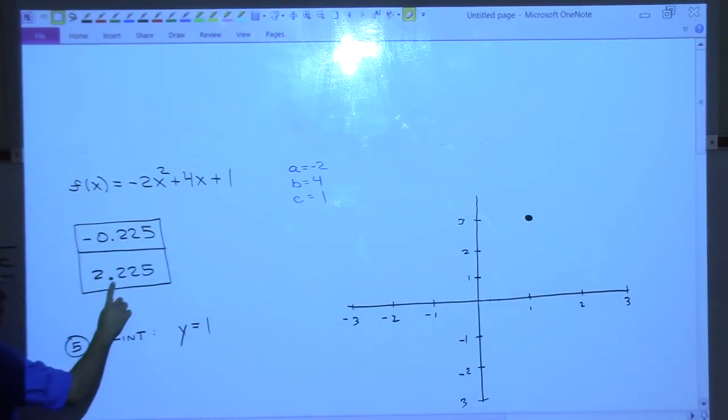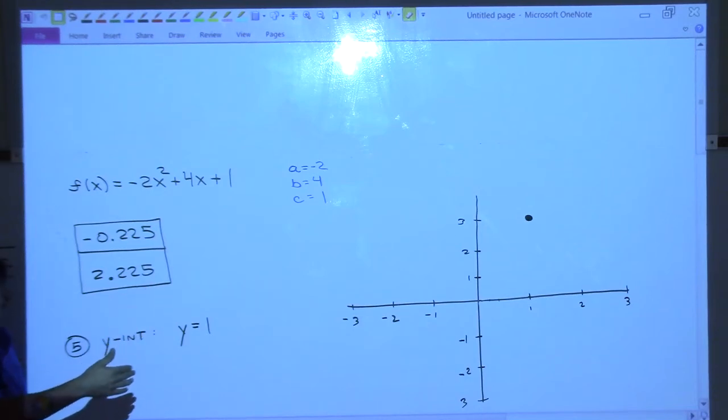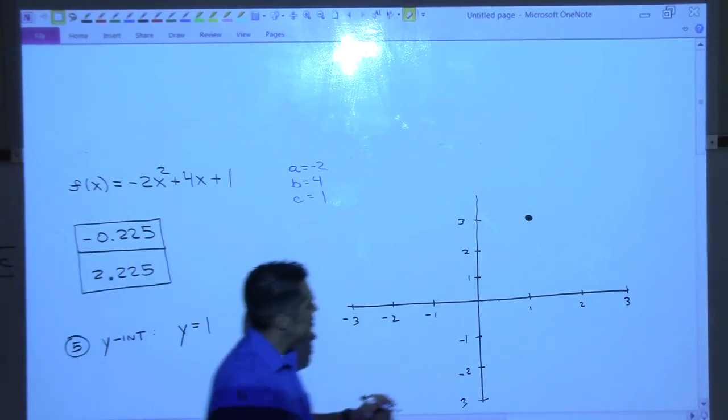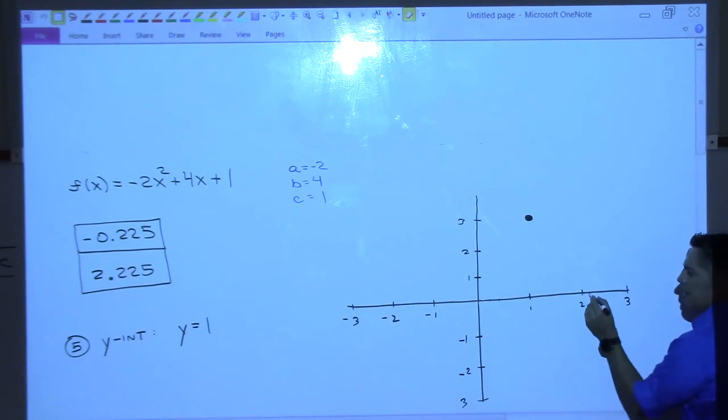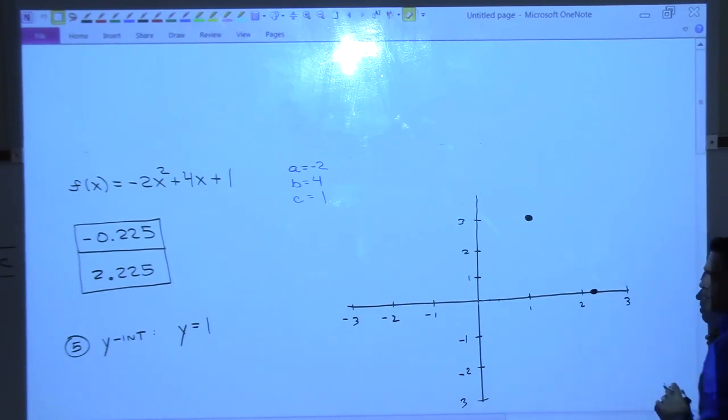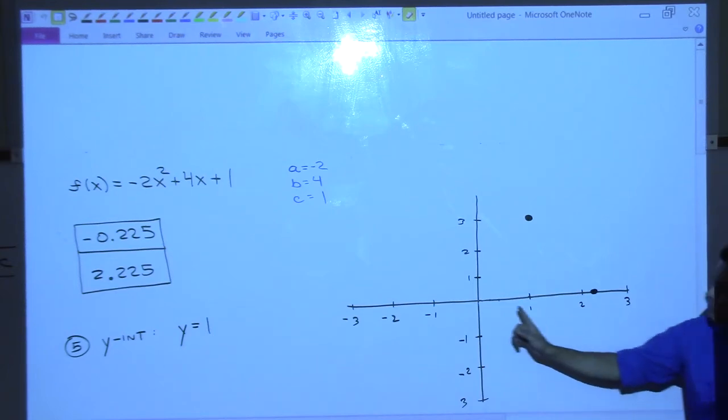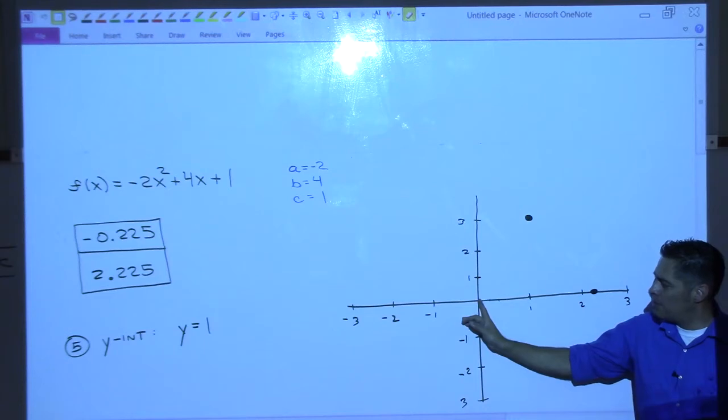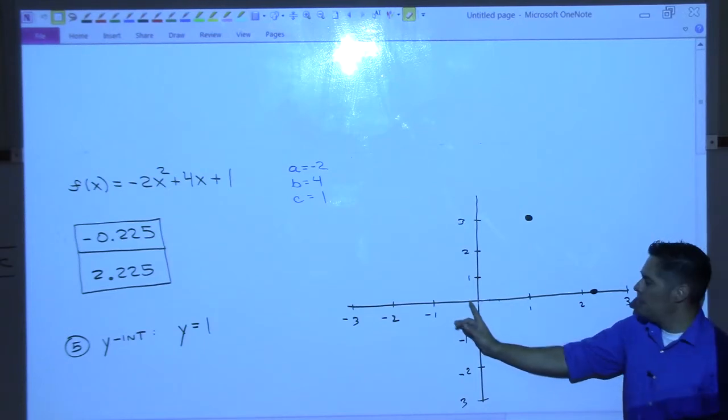So let's start with this one. 2.225 is just a little bit bigger than 2, right? So let's just go to 2, a little bit bigger. I always tell my students, we're not trying to land a man on the moon here, okay? We don't have to be that accurate. That's good enough, all right? And then -0.2 is going to be just here a little bit, right? So there.